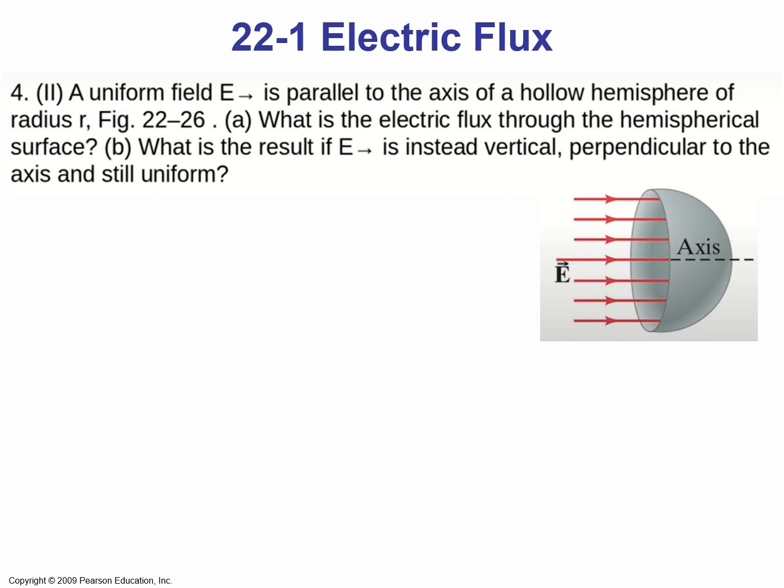And B asks, what is the result if E is instead vertical, perpendicular to the axis, and is still uniform? Okay, so for part A, we should note that the electric field that is shown here is actually directed from left to right toward the surface of the hemisphere here. We will see we have a cross-section indicating that the lines of the field are entering the hollow hemisphere, and we have these lines of the field getting out on the surface.